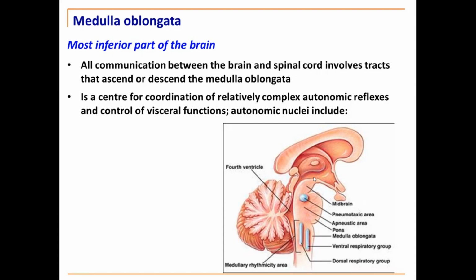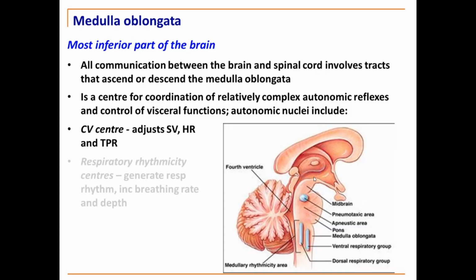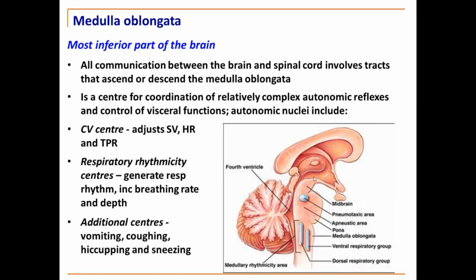In other words, some of these autonomic nuclei include centers such as the cardiovascular center, which adjusts stroke volume, adjusts heart rate and total peripheral resistance, so vasoconstriction and vasodilation. You've got your respiratory centers there. You've got the rhythmicity centers, that generate respiratory rhythm, which includes your breathing rate and depth. And you've got additional centers such as vomiting, coughing, hiccuping, and sneezing. You also have the crossing of the pyramidal motor neurons within the medulla oblongata itself as well.